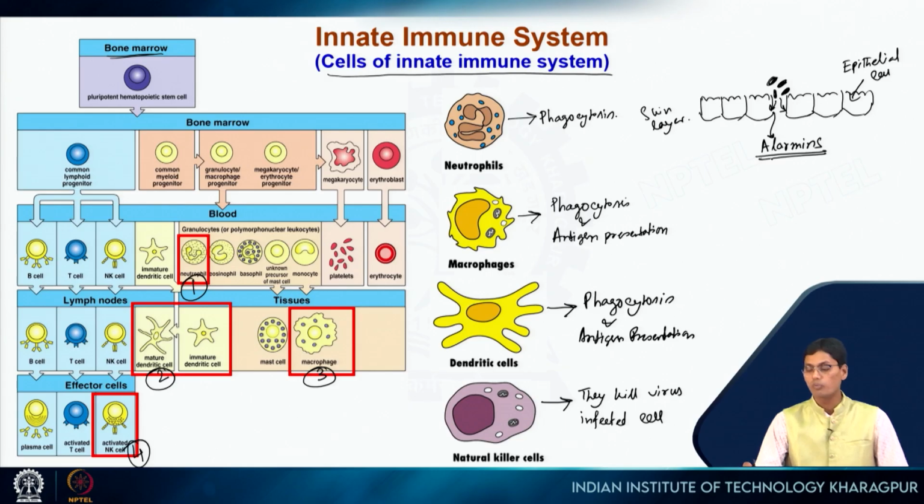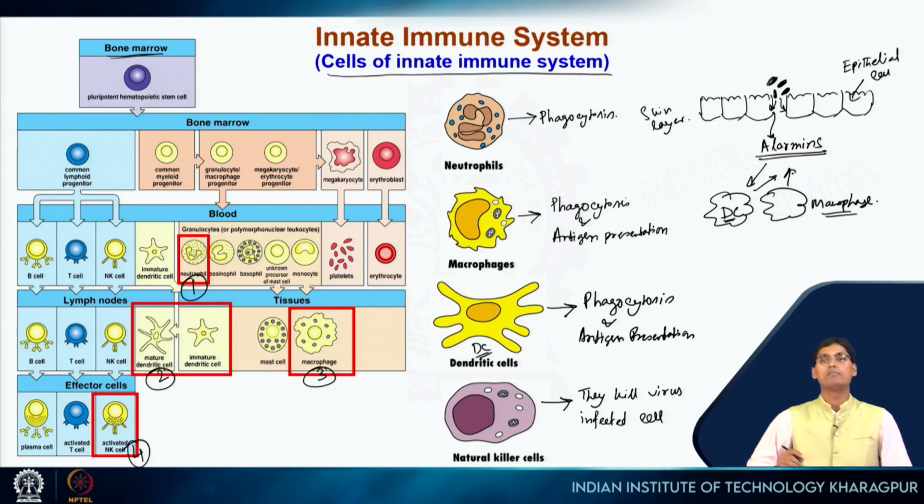These alarmins will alert the dendritic cell, this is DC, dendritic cell, as well as the macrophage. They will alert the dendritic cell and macrophage so that they take care of this problem very quickly. They will try to phagocytose those bacteria, right? So this is just one example.